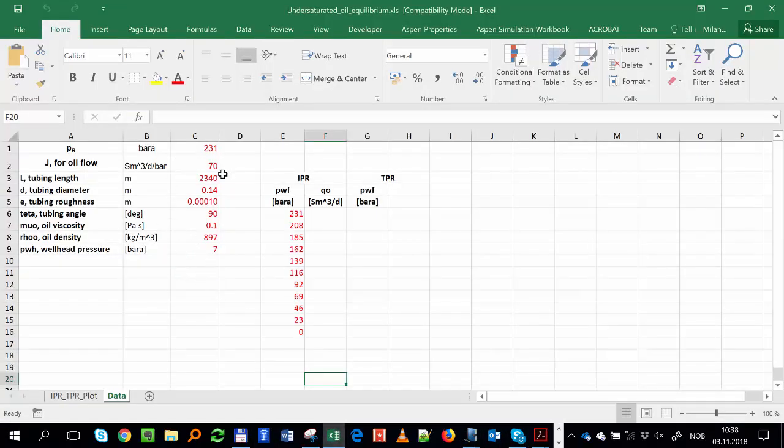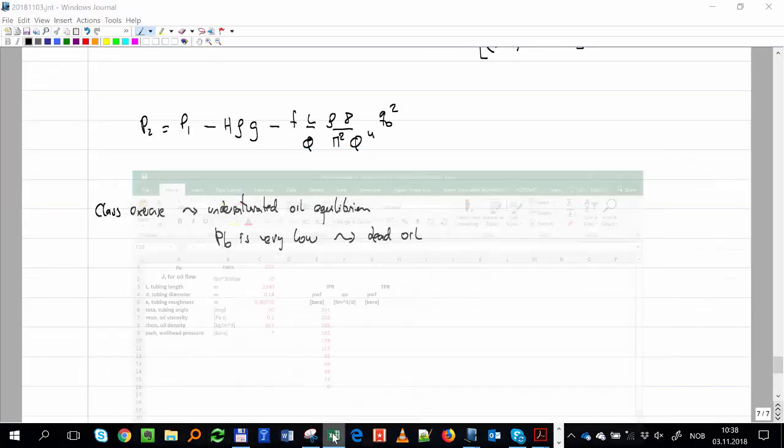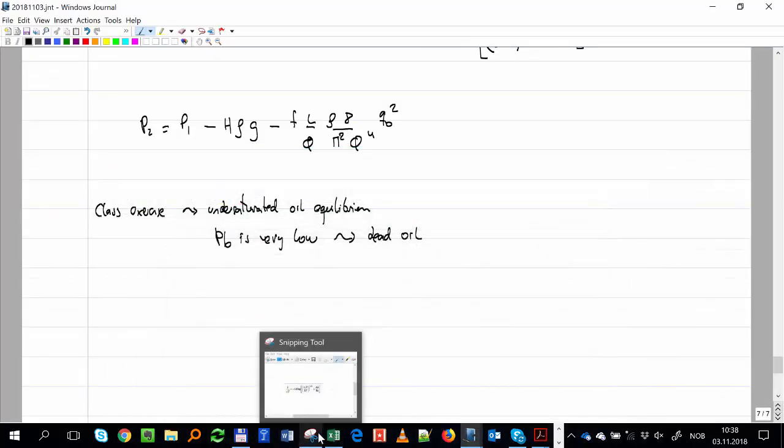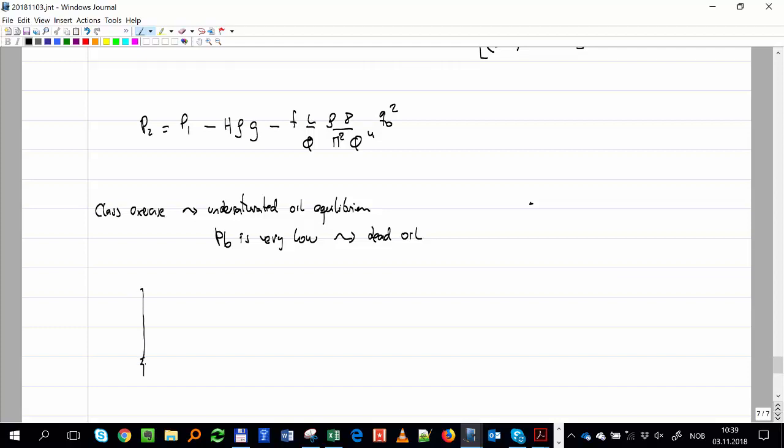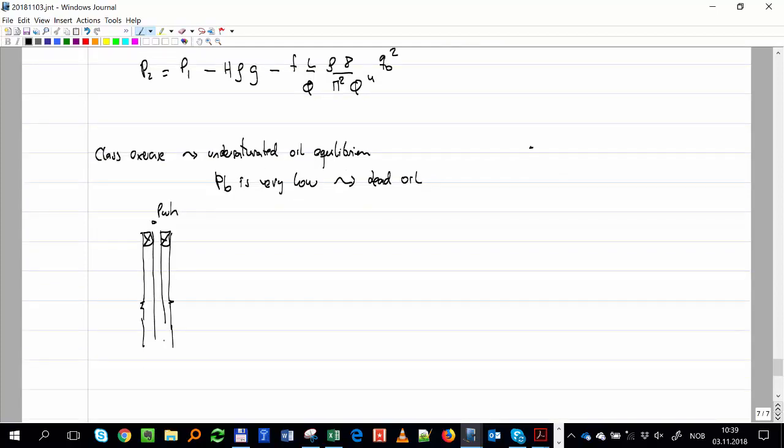So we are going to make bottom hole equilibrium. That's the intention. We have a well, and we have a fixed wellhead pressure. I will tell you right away where this well came from. We have a reservoir, PR. So we want to calculate bottom hole equilibrium.